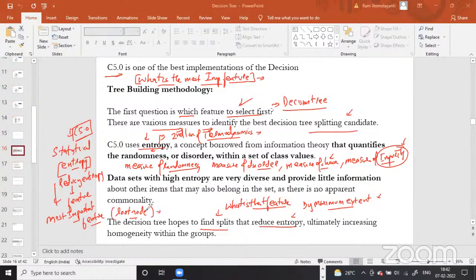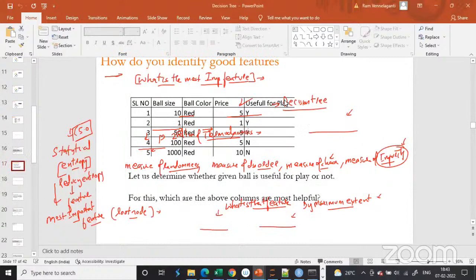That feature which is going to reduce the entropy by maximum extent, you are going to call that your root node, or your most important attribute or feature in your data set. So keep this definition at the back of your mind, and then we are going to further discuss our concept of entropy in a few minutes.